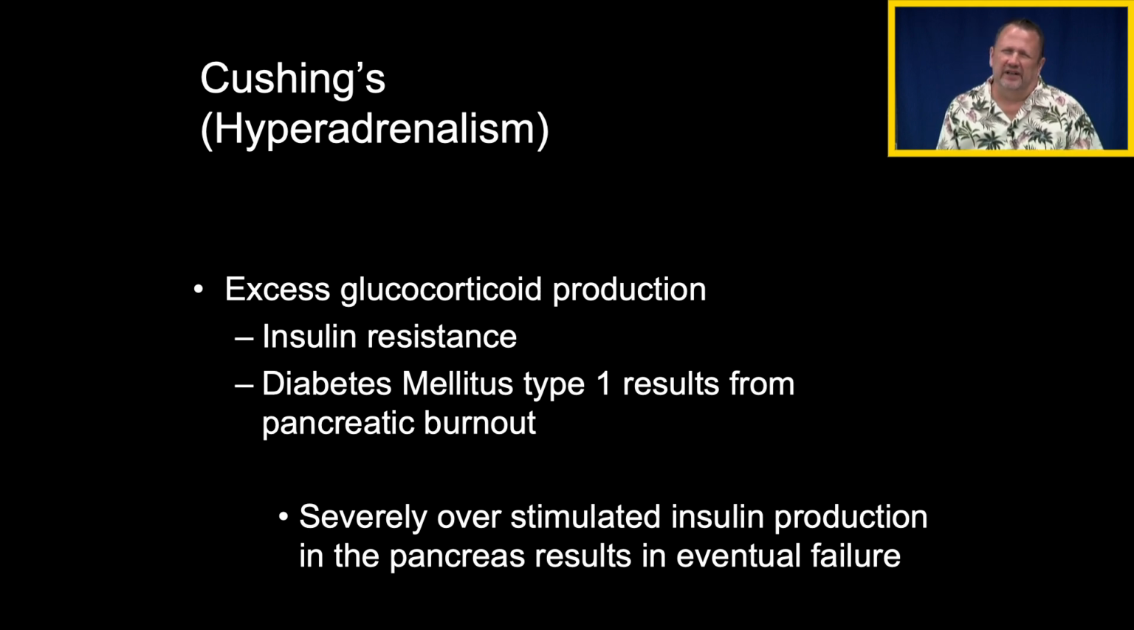Because of the excessive amount of glucocorticoid, either production or exposure, this can result in insulin resistance and can result in diabetes mellitus type 1 because the pancreas is busy releasing so much insulin that eventually it burns out. And so severely overstimulated insulin production cells in the pancreas will result in failure. And so somebody who has Cushing's for whatever reason over time can develop diabetes mellitus type 1.